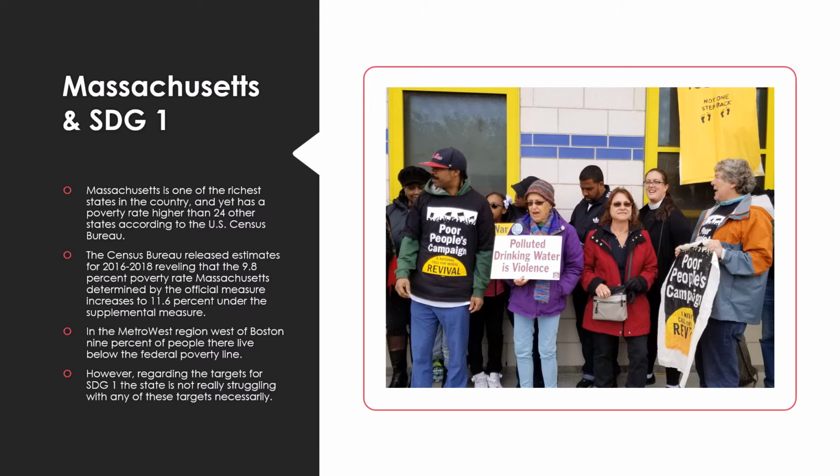However, based on the targets that the UN set, Massachusetts seems to be not necessarily struggling with any specific target based on the criteria set in the UN SDGs. But it's not perfect, as highlighted in this slide and the picture here too. People protesting something.